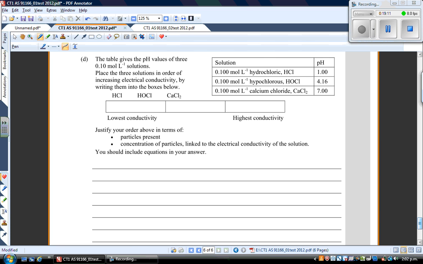The table on the right hand side gives the pH values of 0.1 mole per liter solutions. So the concentrations are all the same. Place the 3 solutions in order of increasing electrical conductivity by writing them into the boxes below.